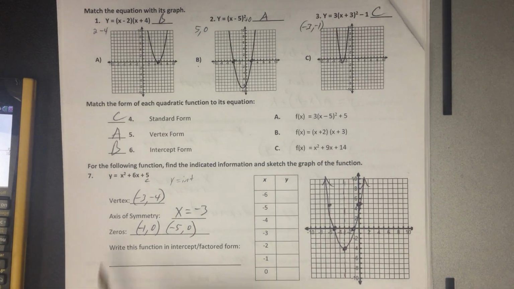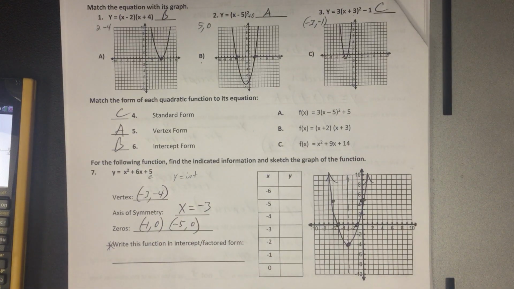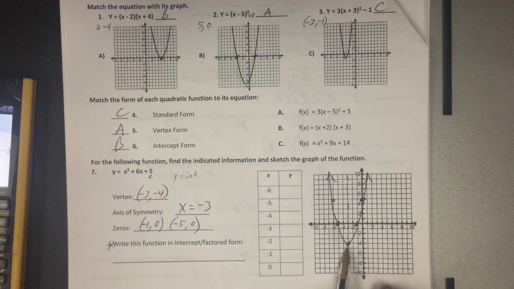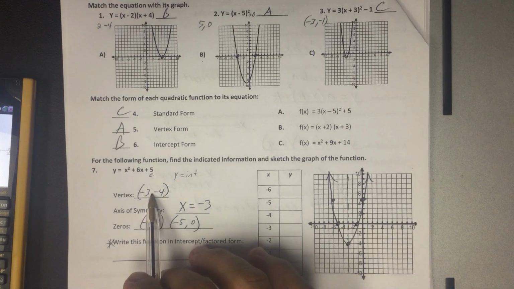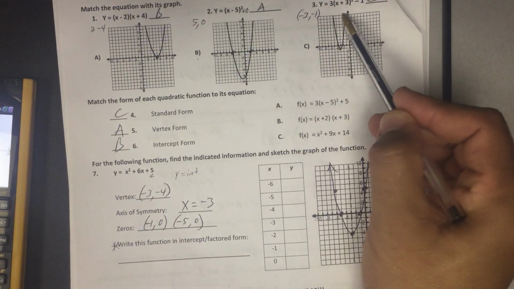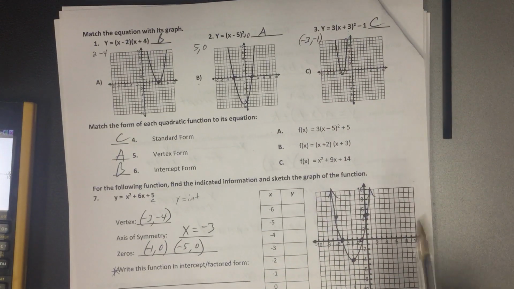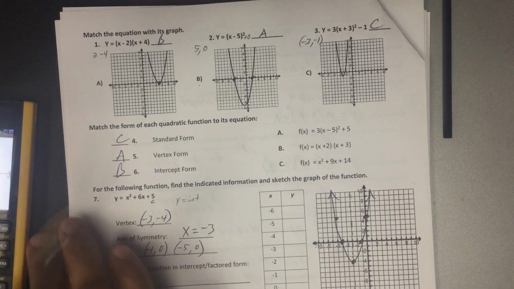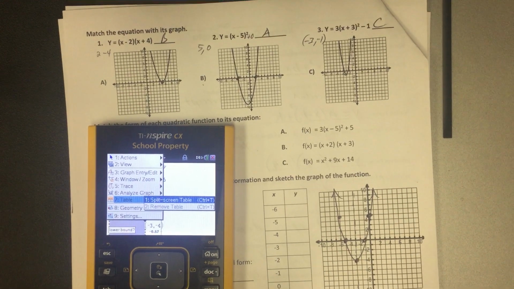We're not going to do this because we didn't work on this in class. So we're not going to do writing it in intercept or factored form. I could tell you what it is right now in intercept form because I know the intercepts. So I just need to write it in this form up here with those intercepts, right? But I'm not going to ask you to do that. I will for the table because I want to work on using the graph or the calculator.